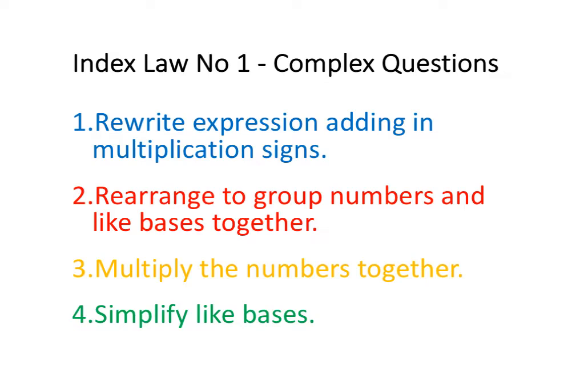The first step is to rewrite the expression, adding in any missing multiplication signs, and they will be in between the numbers and the letters. Then we want to rearrange to group the numbers and like bases together. Then we want to multiply any numbers we have together and simplify like bases using the first index law. So let's have a look at a couple of examples.